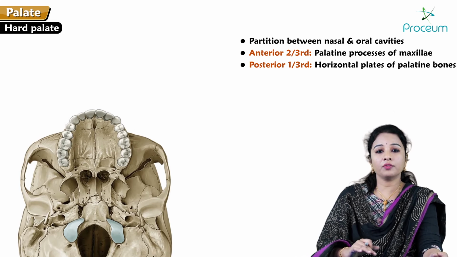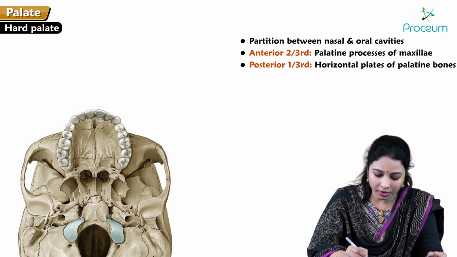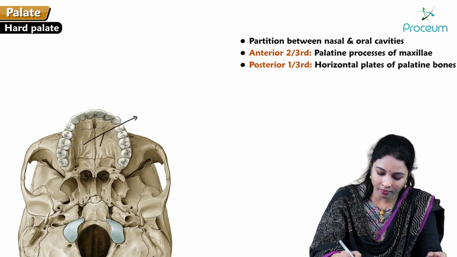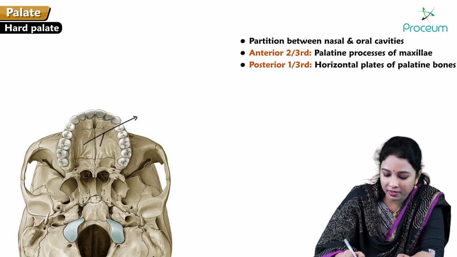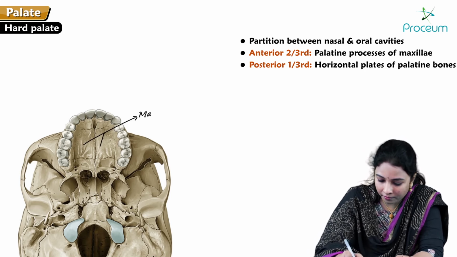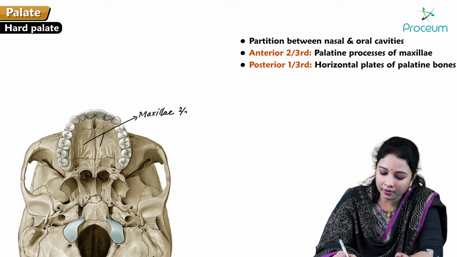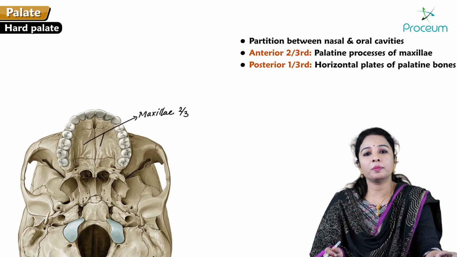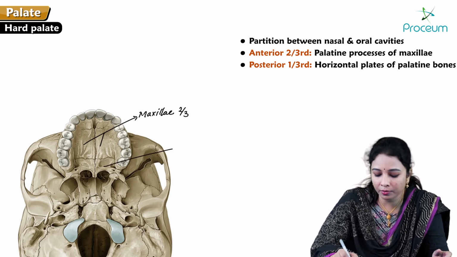So here is the inferior surface of the skull, or base of the skull, showing the hard palate. So these two are the palatine processes of right and left maxillae, which make the anterior 2/3 of the hard palate, and the posterior 1/3 is formed by the horizontal plates of palatine bone.